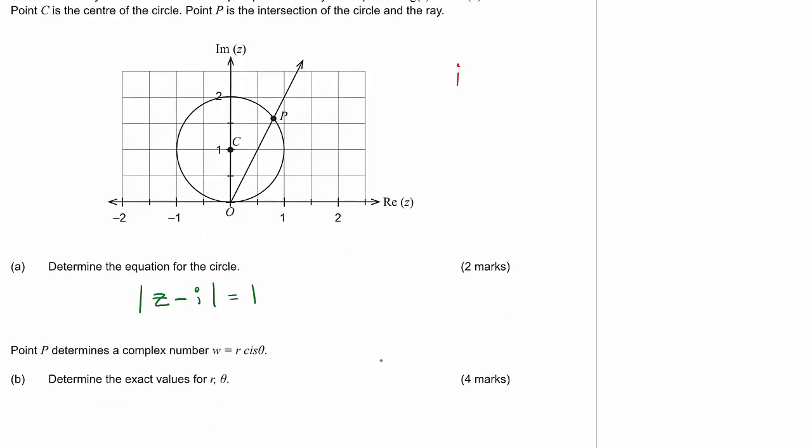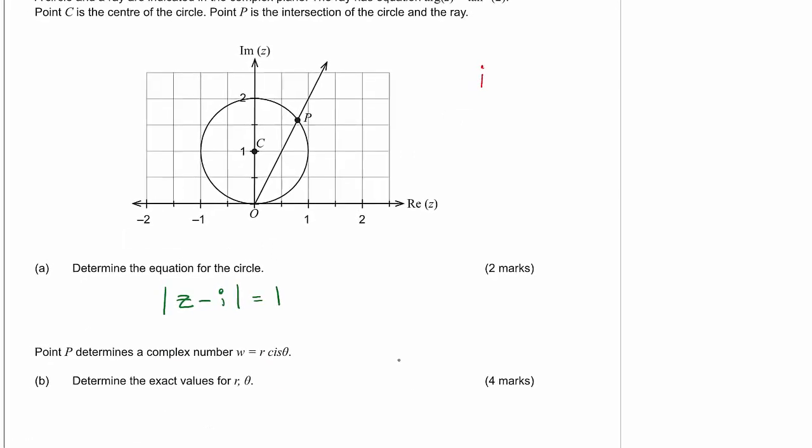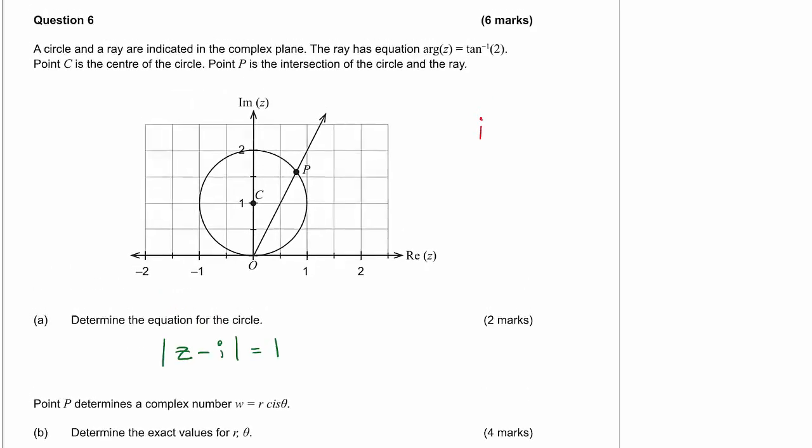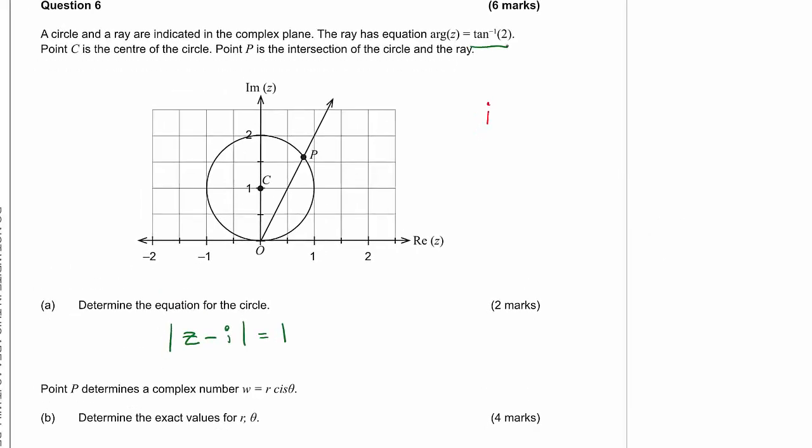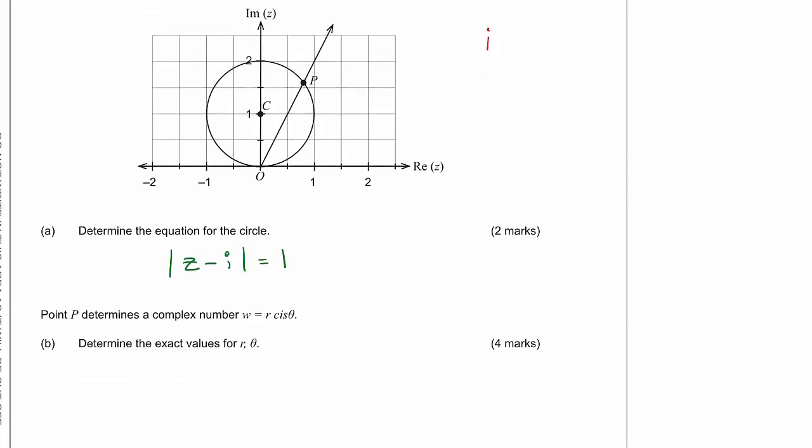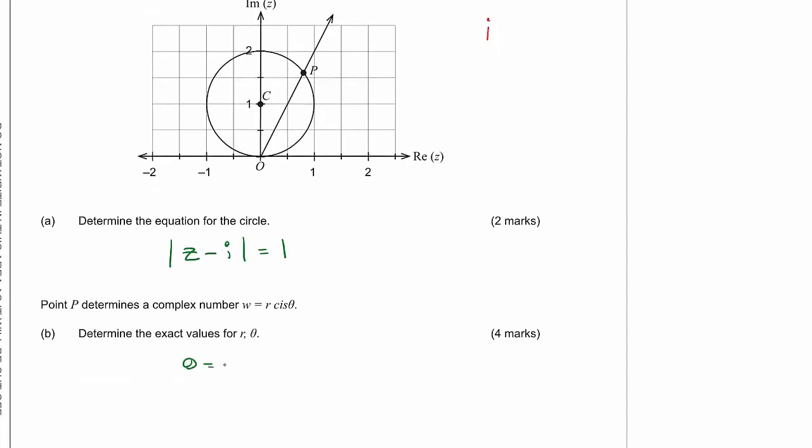Point P determines a complex number w is equal to r cis theta. Determine the exact values for r and theta. Well, we're already told in the question that the argument of z is equal to inverse tan of 2. So theta is the inverse tan of 2.